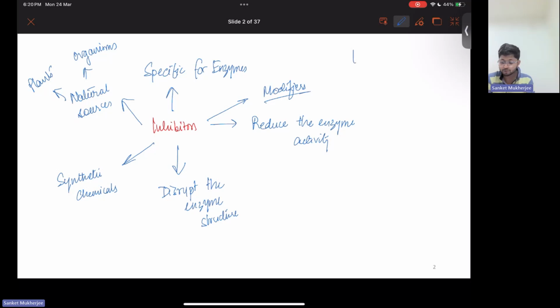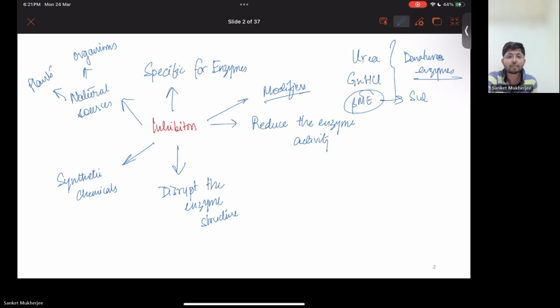For example, if you use urea, guanidine HCl or beta-mercaptoethanol, they all denature enzymes. They are denaturants. Beta-mercaptoethanol specifically targets the sulfhydryl bonds and breaks them. There could be other things like DTT or TCEP, which can also be used for reducing these bonds.